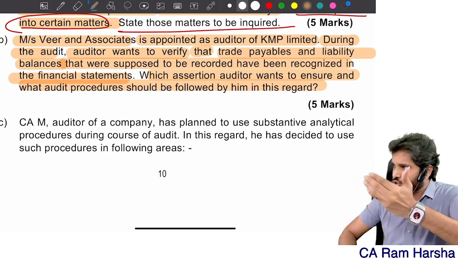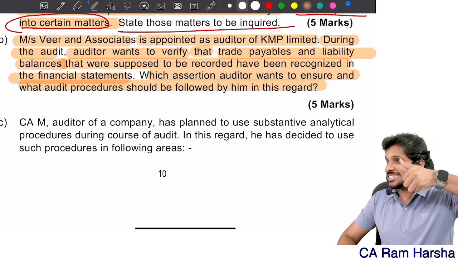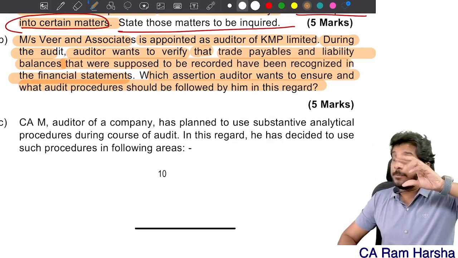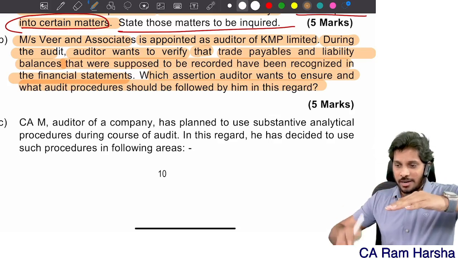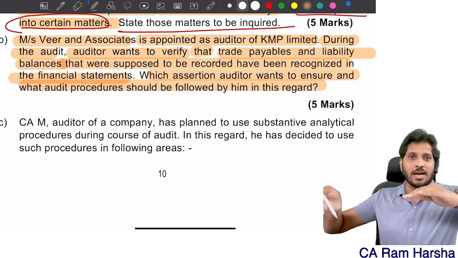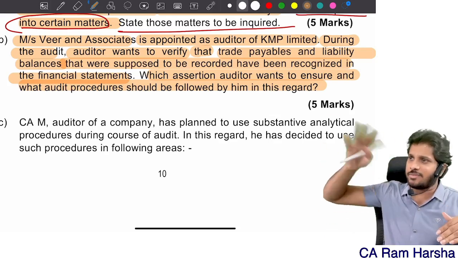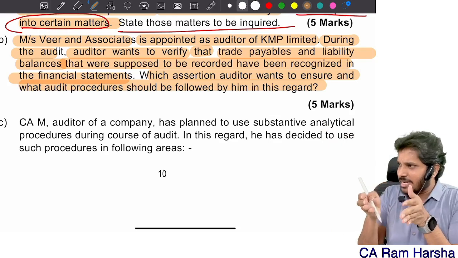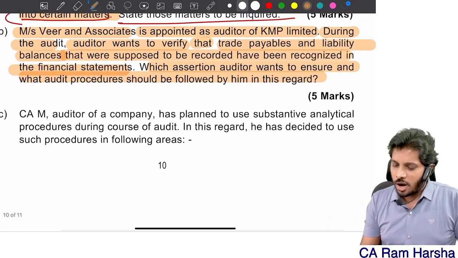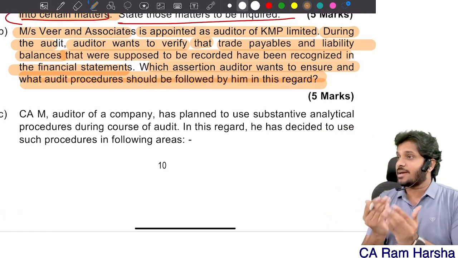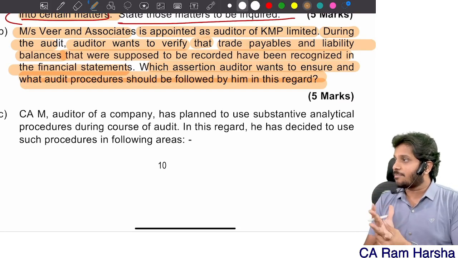Whatever they are supposed to be recorded, nothing but existence and completeness. Whatever trade payables are there to the company, are they fully accounted or not? Supposed to be accounted, were they accounted or not? That's actually what the completeness assertion is focusing on. So how do you verify completeness of trade payables?